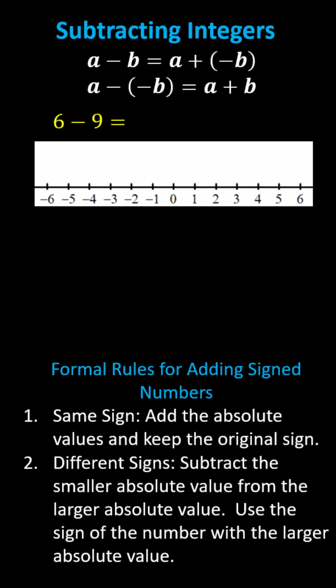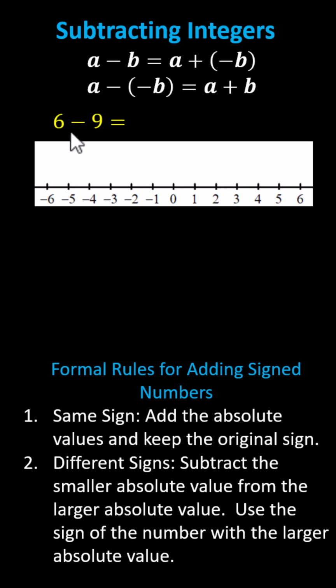In this lesson, we'll compare subtracting integers on the number line to using formal rules. However, the formal rules are formal rules for adding integers, and therefore the first step is to write each subtraction problem as an equivalent addition problem. If we look at the notes above, a minus b is equivalent to a plus negative b, and a minus negative b is equivalent to a plus b.